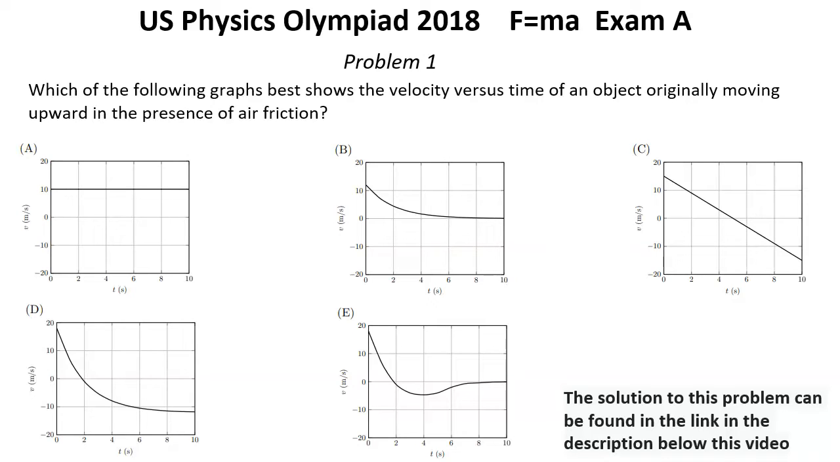US Physics Olympiad, year 2018. F equals MA, first round.